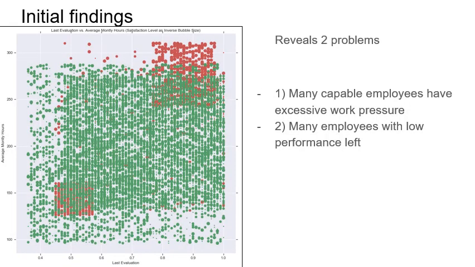Here is a scatter plot constructed using last evaluation as x-axis, average monthly hours as y-axis. Red means the employee has left the company, and green means they have not. This scatter plot reveals two problems. Many capable employees have excessive work pressure, so a lot of employees with very high evaluation scores, which means they are very capable, have too many working hours in the company. And the second problem is that a lot of employees with low performance have left. You can see it by looking at the left and downside corner of the scatter plot.